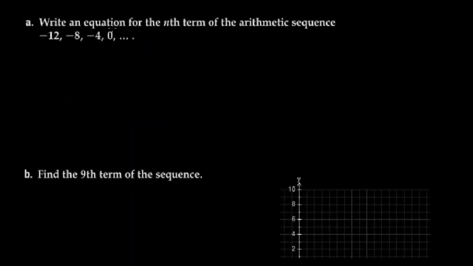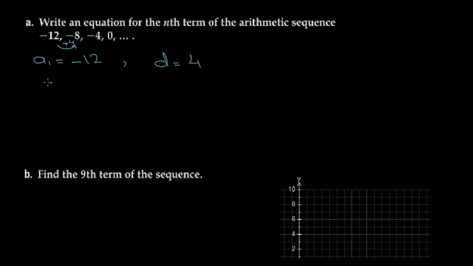In this problem, we need to write an equation of the nth term of the arithmetic sequence -12, -8, -4, and 0. So to find the nth term, as we said before, we need to find the value of a1. a1 is equal to -12. After that, we need to find d, the common difference between them. You will find that each time we add 4. So the common difference now will be 4.